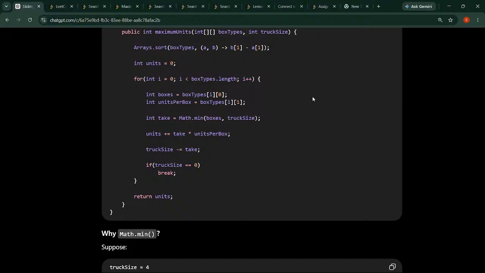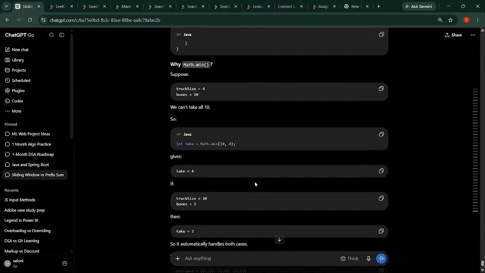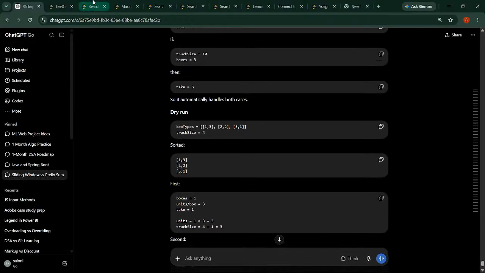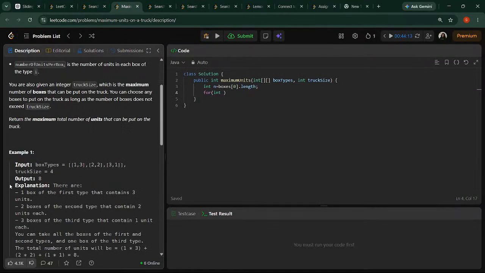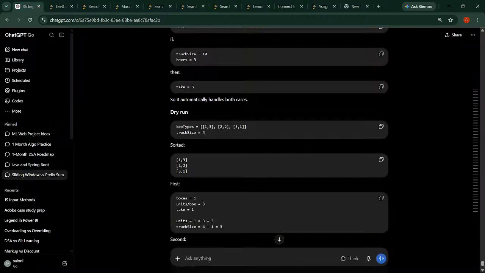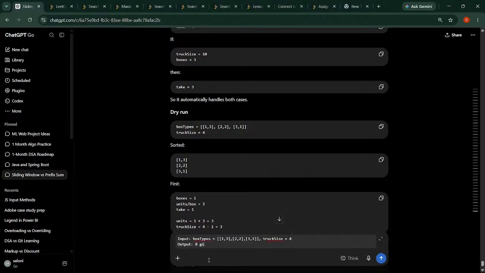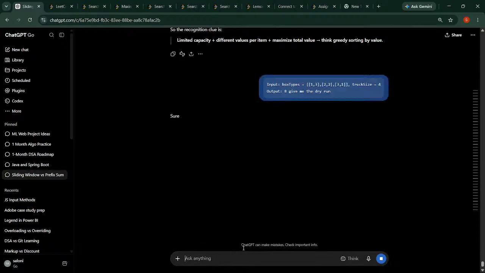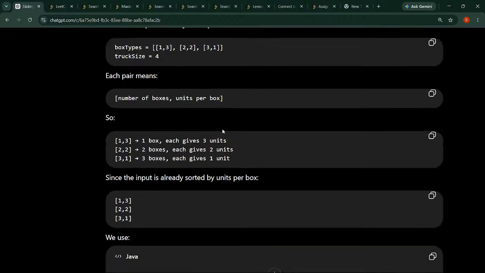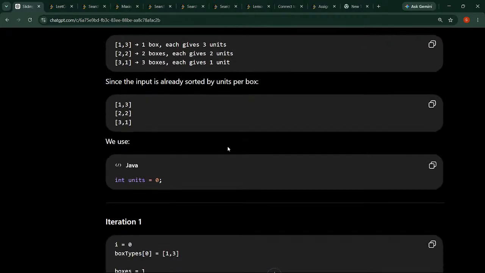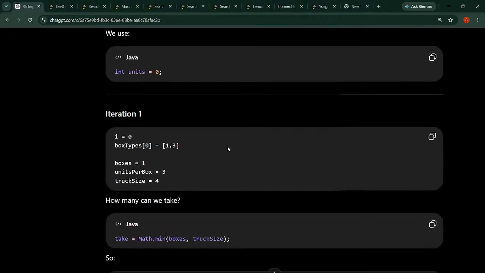Boxes. Okay, I need a dry run. Right. I need a dry run for it, for this test case. Give me the dry run. Fine. We have the box types, the number of boxes, comma, units per box. Okay, I already understood this part.